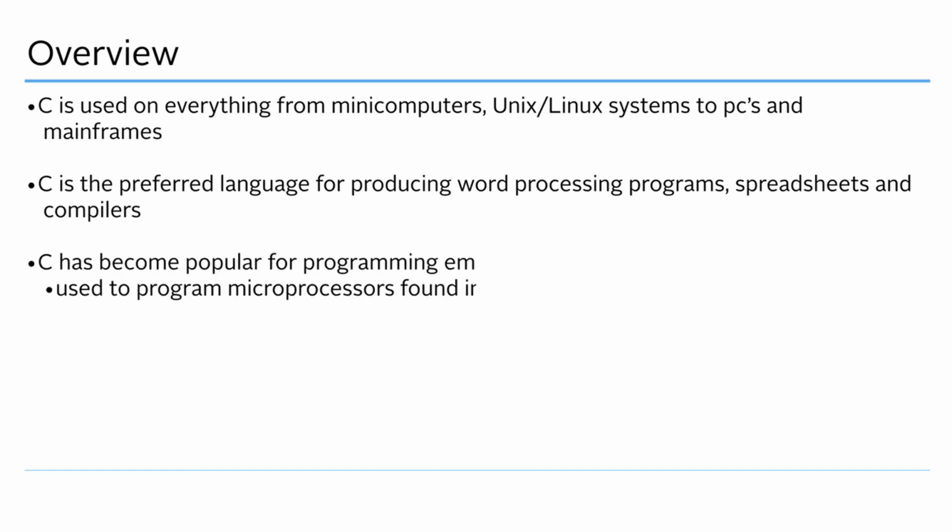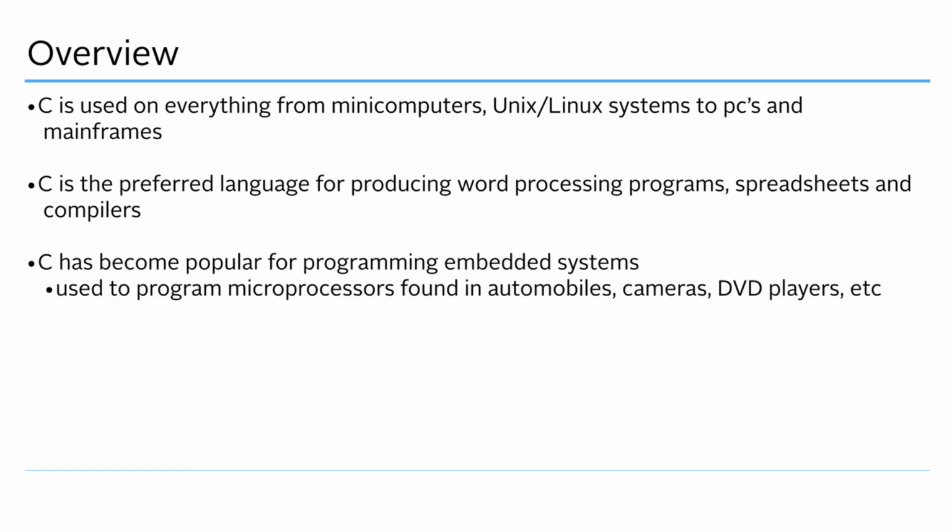Very nice. It has become very popular for programming embedded systems. Embedded systems are things like microprocessors found in automobiles, cameras, DVD players. Embedded usually implies the program has to be efficient. It's running on not as much memory, not as much high-level hardware. So embedded, you can also think of real-time programming. And it's become quite popular in that because it is so efficient.